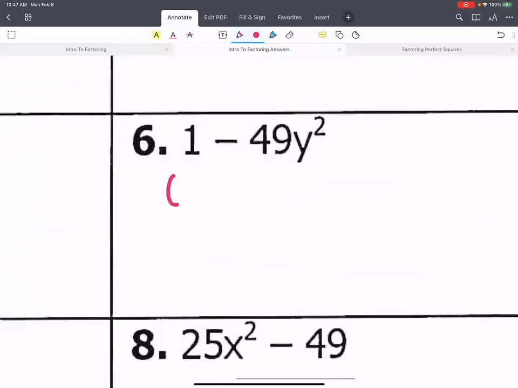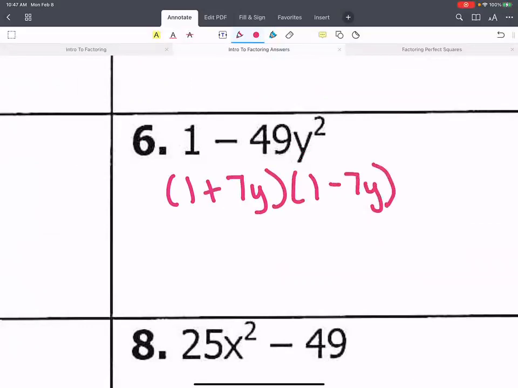What's the square root of 1? Okay, what's the square root of 49? What's the square root of y squared? So 1 plus 7y, 1 minus 7y. I was that we were okay with having the variable be in the second term.